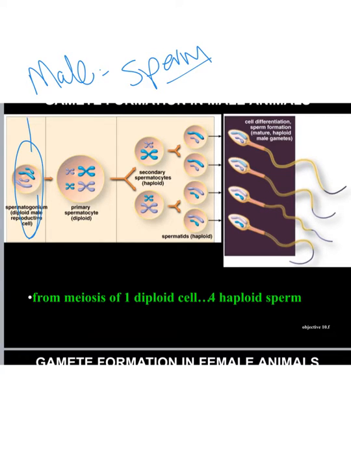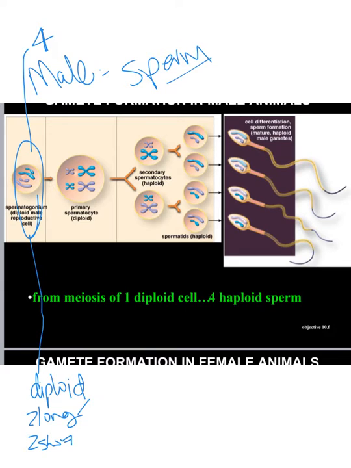So this cell, in this particular example, has 4 chromosomes. So we know that it is diploid, which means it has 2 of each type of chromosome. We're going to say it has 2 long chromosomes and 2 short chromosomes. Each of these long ones, you got one from mom and one from dad, and the same thing with the short ones.